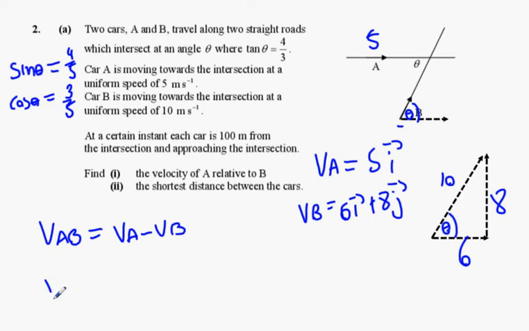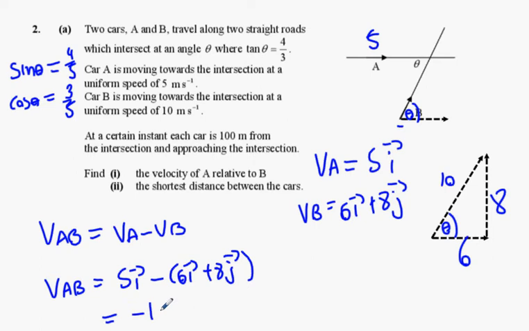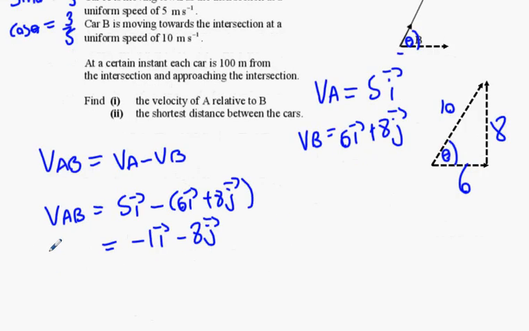Velocity of A relative to B is what, guys? It's going to be 5i minus bracket 6i plus 8j. And finally that's going to be minus 1i minus 8j. And that's it at the moment, right? What I always tend to do myself is I always tend to just quickly draw another triangle of the velocity of A relative to B.